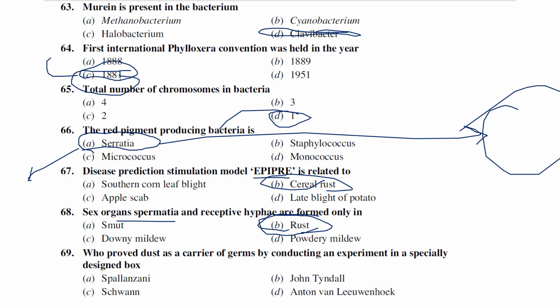Who proved dust as a carrier material of germs by conducting an experiment in a specially designed box? Spallanzani, John Tyndall, Schwann, or Anton Leeuwenhoek? Generally, John Tyndall was the first person who proved that dust acts as a carrier material in transmitting or spreading germs.